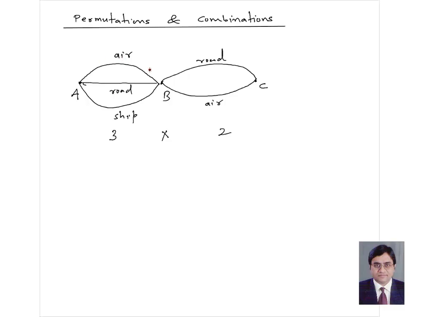So here we are talking of mutually exclusive events. Going by air is an event. Going by road is an event. You can't have both. But air, road, yes. They are independent of each other. From B to C, you can't go by road and by air, both. You will have to make a choice. When you make a choice, it is mutually exclusive.